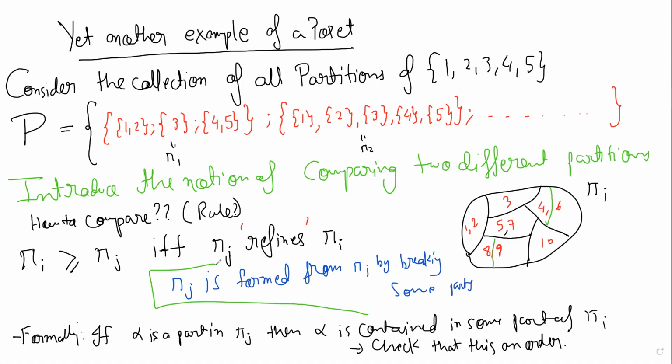And what I've written here is just that pi_j is formed from pi_i by breaking some parts of pi_i. So you have pi_i and you're breaking. So when you break, then you fall down in the order. That is the order. And formally speaking, this is what it is. Alpha is a part in pi_j, meaning in the refinement, then it must have come from some part of pi_i. And so that's another way in which you can say this. There are many ways to say this, and these different interpretations can be very useful. That's it. Please check that this is an order. Yes.